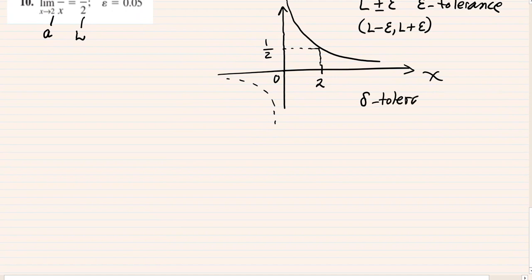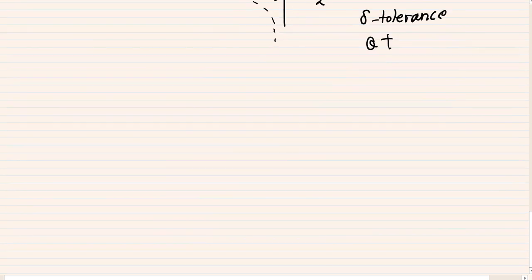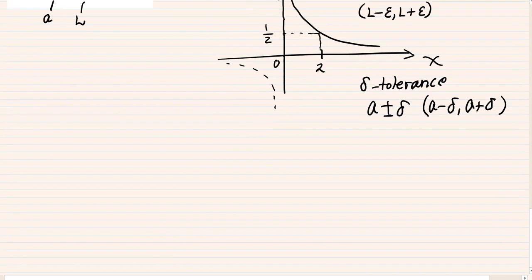Delta tolerance, that's going to be A plus or minus delta. In interval notation, that would be A minus delta, comma, A plus delta. Okay, so those are the tolerances.